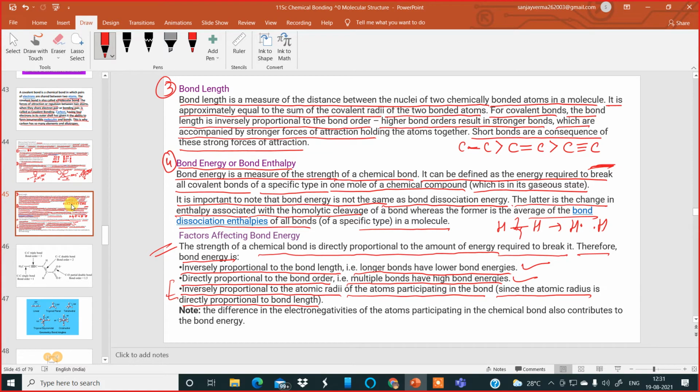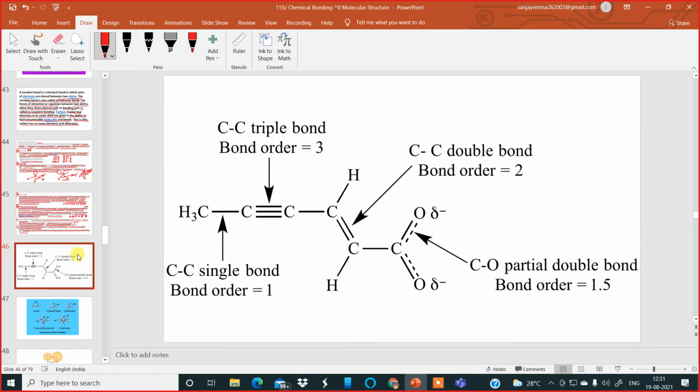Okay. Note that the difference in the electronegativities of the atoms participating in the chemical bond also contributes to the bond energy. So that is also very, very important. If the electronegativity difference is minimum, then the bond energy is going to be higher. It is going to make the molecule more stable. Okay. So these were the factors with respect to covalent bonds and bond energy. Now have a look at the next slide, just to understand bond energy and bond order.